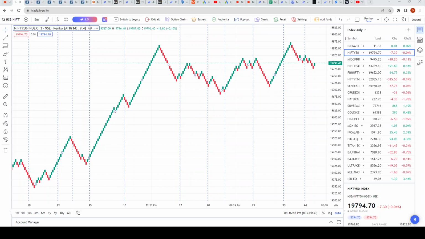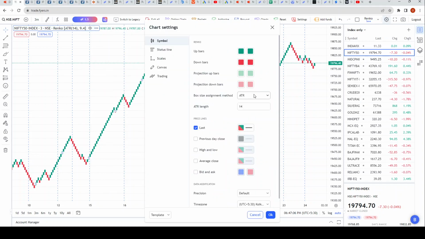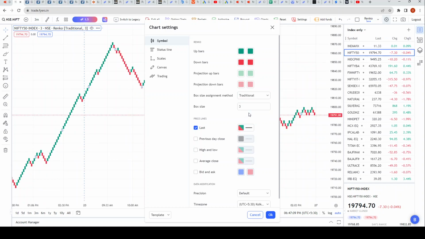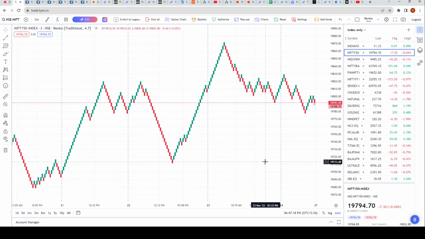What we want to do is open a calculator. We open a calculator and we want half of 9.4. So 9.4 divided by 2 is equal to 4.7. So we'll go to the settings, go to ATR, switch it to traditional, and on traditional, we'll put 4.7. This is the settings for Renko for Nifty 50.